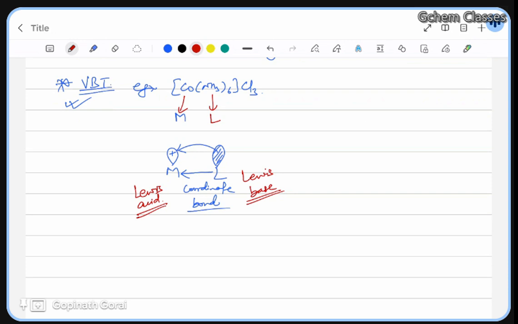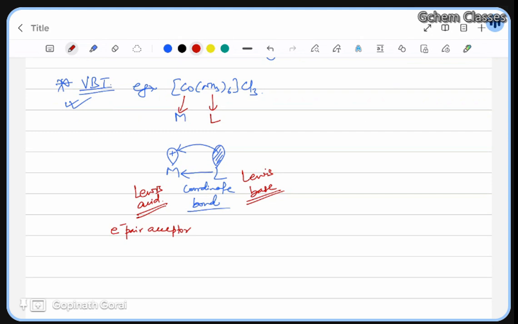So try to understand: here the metal is the acceptor, the lone pair acceptor, so it will act as a Lewis acid. Here the ligand is donating, so it will act as a Lewis base. So we can say that it is an electron pair acceptor, but the metal will not always be the acceptor, right? Sometimes the ligand, whatever ligand is attached, has empty d orbitals, and the metal will transfer electrons. We will see what those are.